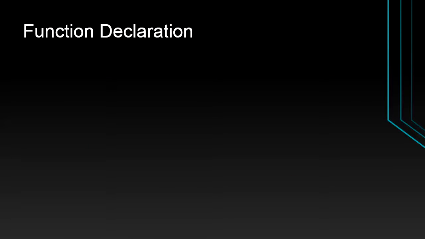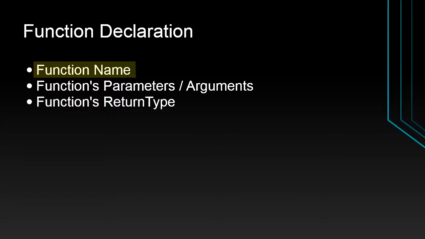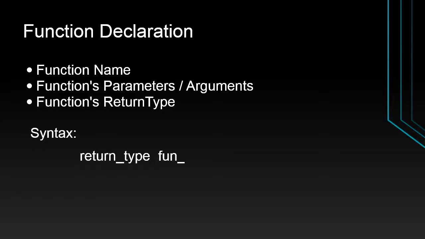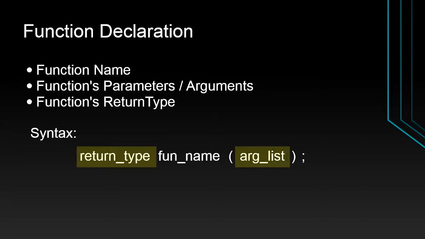Function declaration tells the compiler about the function's name, its parameters, and its return type. The syntax of function declaration is pretty simple. First there's return type, then comes the function name, and then argument list in a pair of parentheses followed by the semicolon. We'll discuss more about return type and argument list in a minute, but for now just remember the syntax.